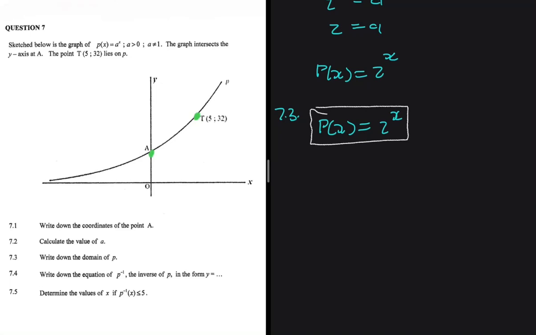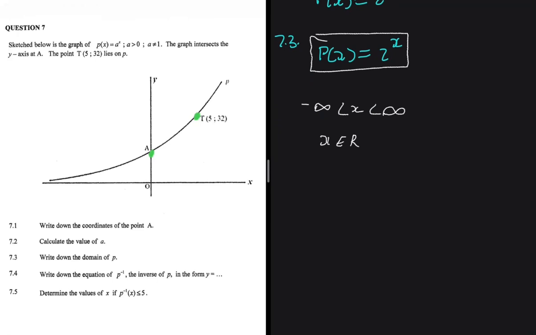So we can say that the domain of our function p is running from minus infinity to positive infinity, right? It is defined for all values of x, or you can write instead x is an element of the real numbers, right? Yeah, but then we just want to see that you are aware that this function is defined for all values of x.